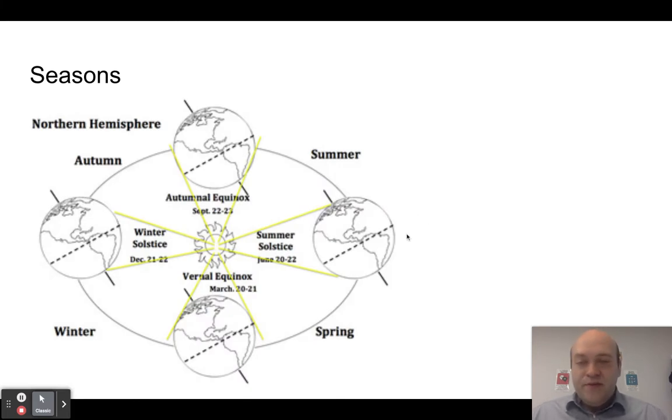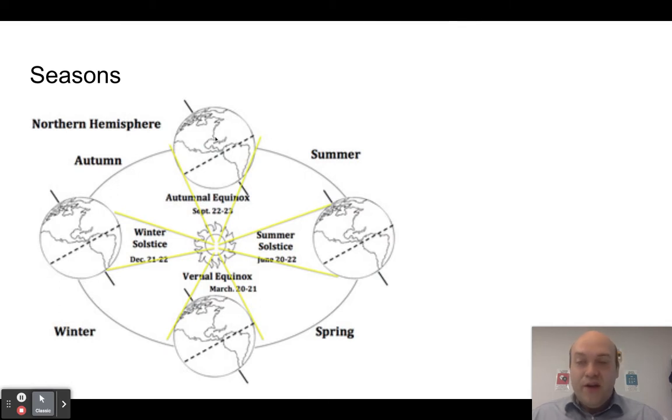So everything's flipped, but we still have the axis pointing off in the same direction, no matter where we are in the year, where we are in the orbit around the sun. If we start here at the summer solstice, the longest day of the year, we can see us here in the northern hemisphere are tilted towards the sun, and so we're getting the most hours of sunlight and the most direct sunlight during that time.